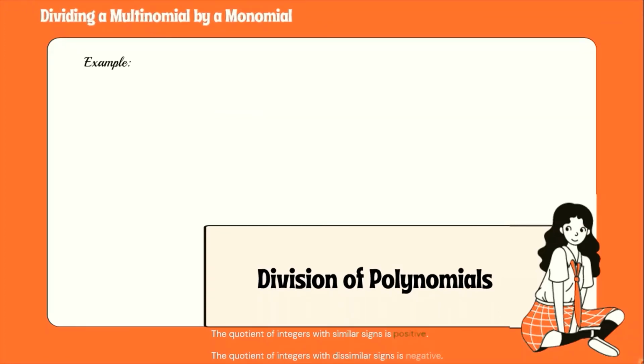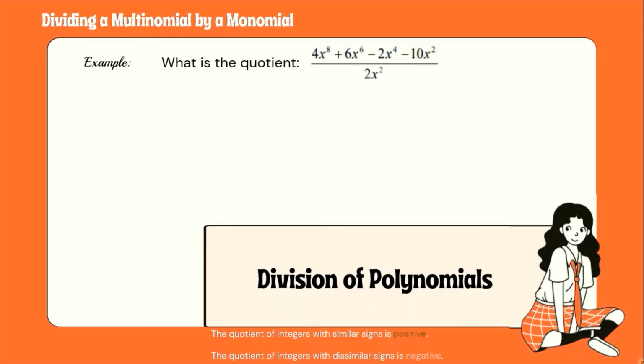Next, we have dividing a multinomial by a monomial. When we say multinomial, this is a kind of a polynomial with more than 3 terms. So, ang terms ito ay 4 pataas. Example, what is the quotient of 4x raised to the power of 8 plus 6x raised to the power of 6 minus 2x raised to the power of 4 minus 10x squared. So, ito yung ating multinomial divided by ang ating monomial na 2x squared. Ang gagawin natin dito ay kada term sa ating multinomial ay i-divide natin by the monomial.